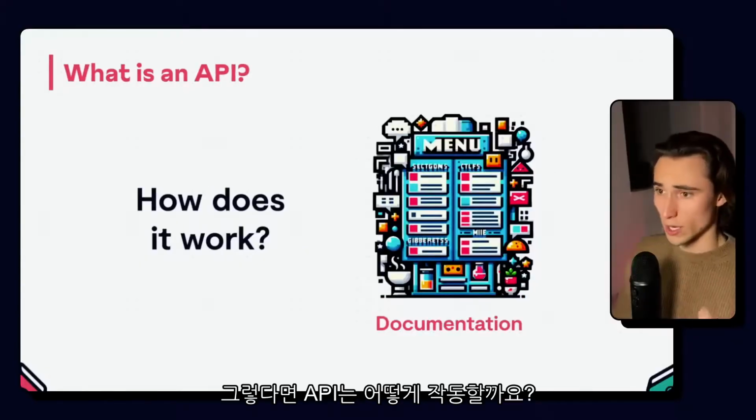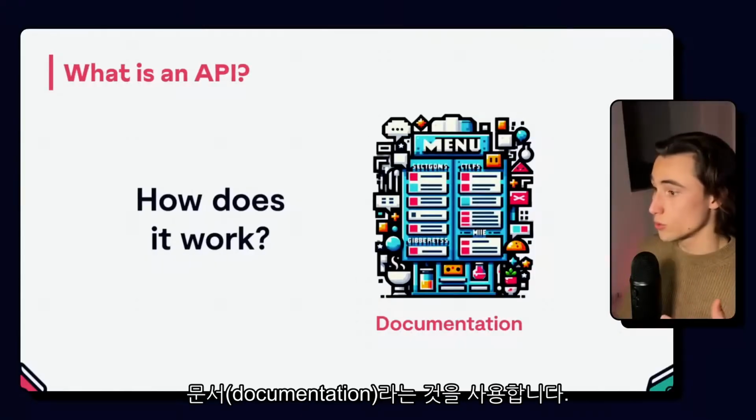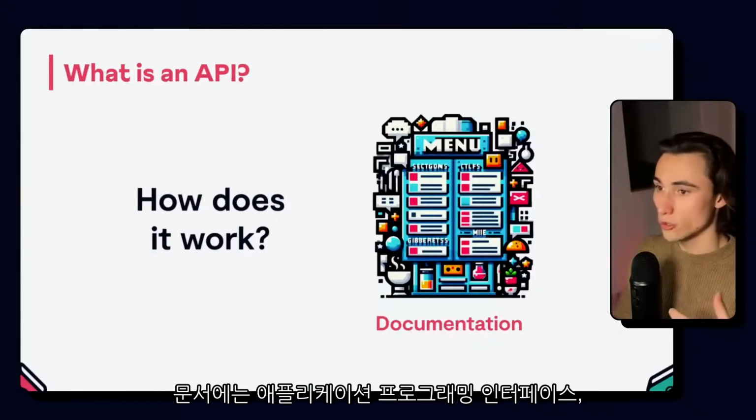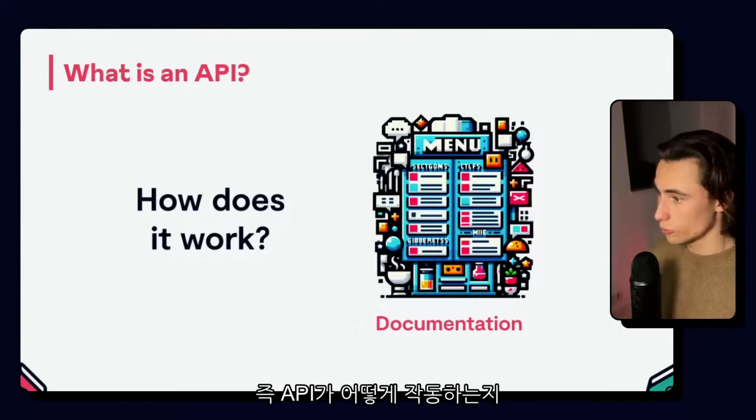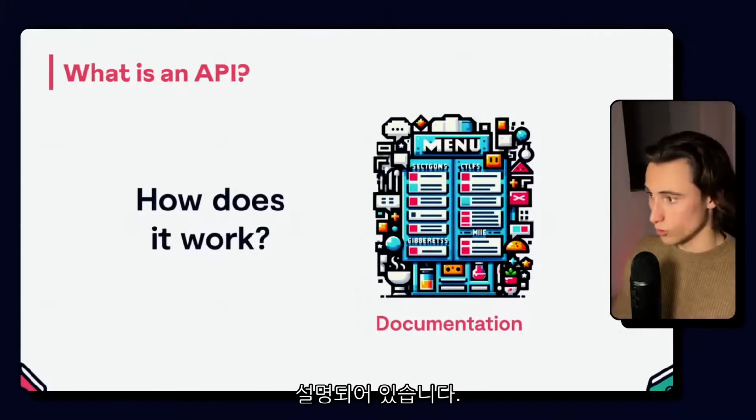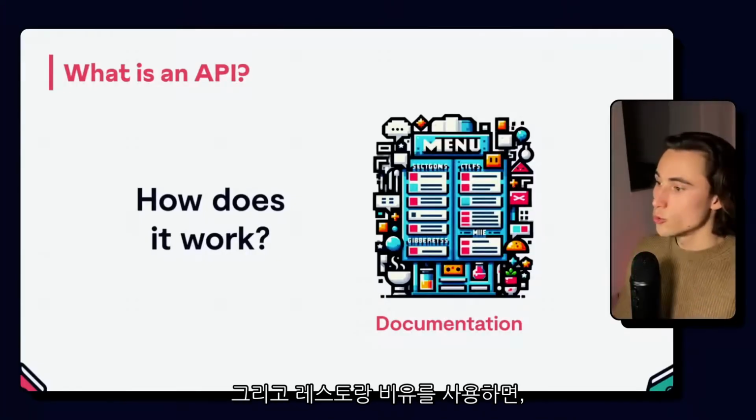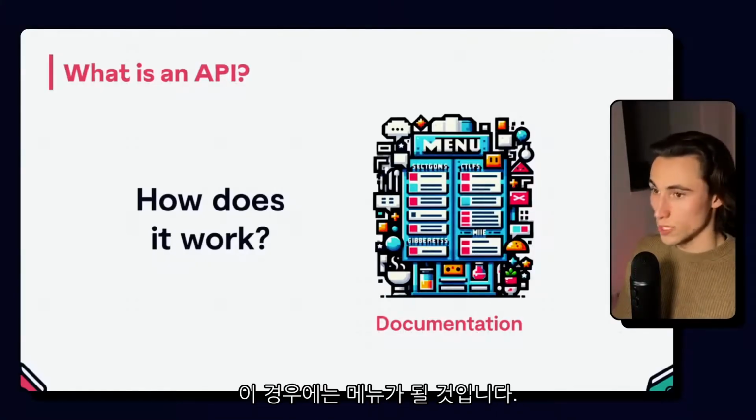So how does an API work? It uses what's called documentation. So documentation explains how the application programming interface or API works. And using the restaurant analogy, it in this case would be the menu.